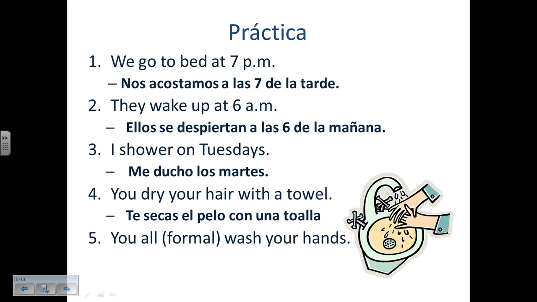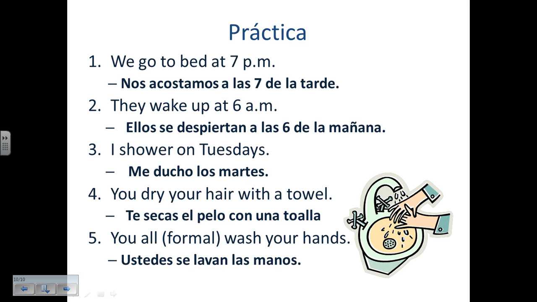Alright. And then finally, you all formal, so we're going to be the ustedes form. Wash your hands. A couple things with this one. Ustedes se lavan las manos. Notice that manos is your hands. We're just going to use that definite article las. Manos is one of those sneaky nouns. Even though it ends in an O, it is actually feminine.